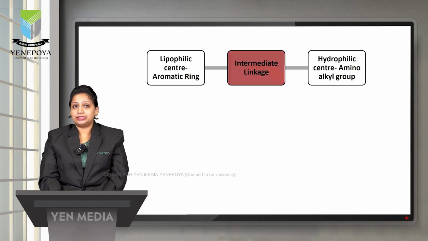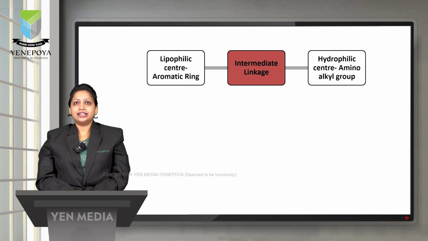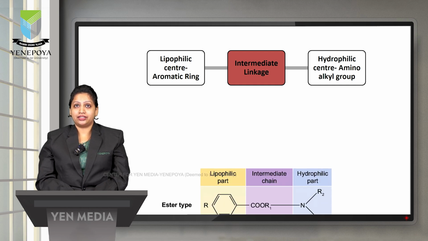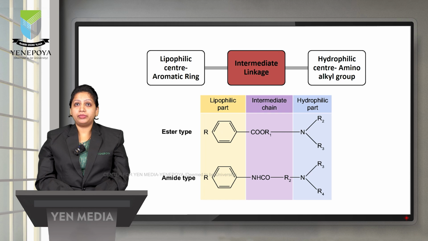Coming to the next part, that is the intermediate linkage. The linker is usually an ester or an amide group along with a hydrophobic chain of varying length. So when the number of carbon atoms in the linker is increased, the lipid solubility, protein binding and the duration of action as well as the toxicity also increase.